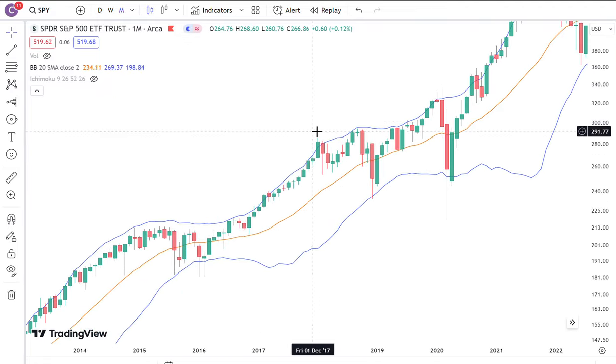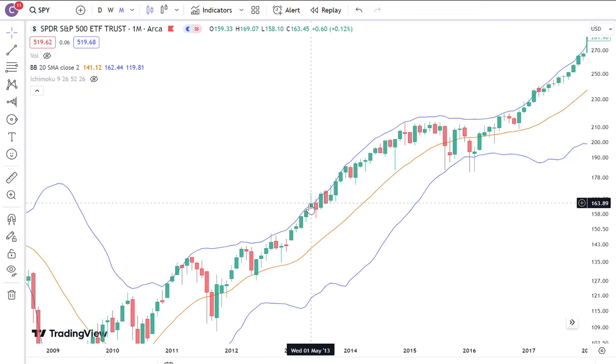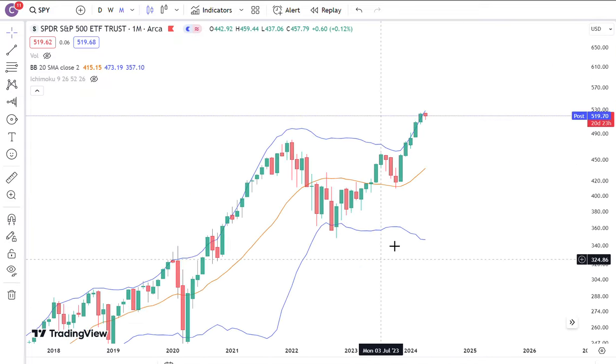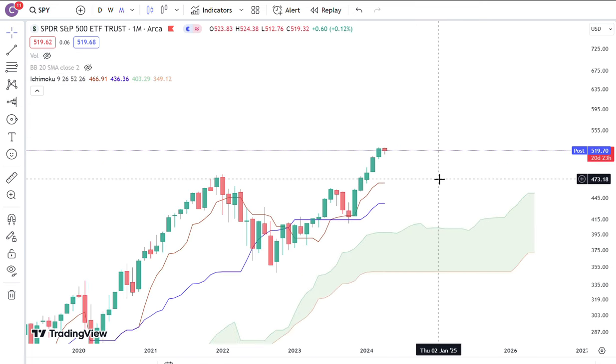You can have these sideways candles over here, and price can still end up going up a lot higher. Same thing over here. This is completely expected volatility, so it's not anything crazy so far when it comes to SPY, right? If you look at the Ichimoku cloud, there is a little bit of a concern.